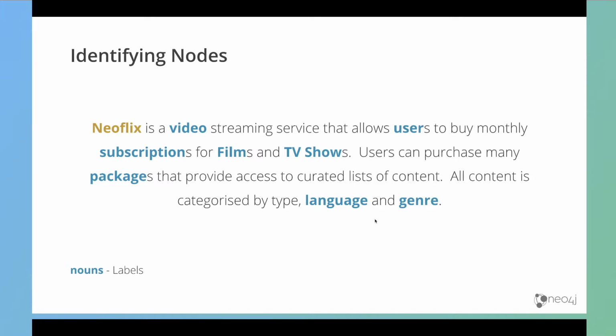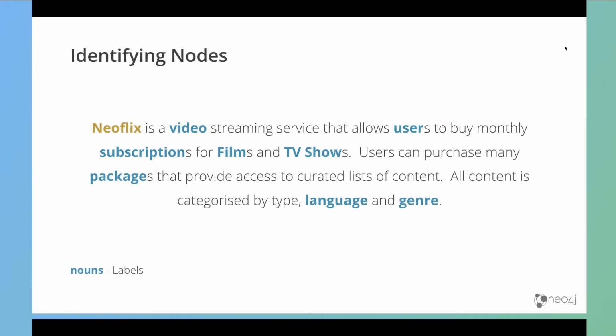The different content that we offer can be categorized in different ways, so these may turn into sublabels of a video label. And then those users can purchase many packages that provide access to a list of content. All that content is then categorized by a type and then by the language and genre as well. So what we can do is extract this out into nodes, and then we can draw the relationships between them.